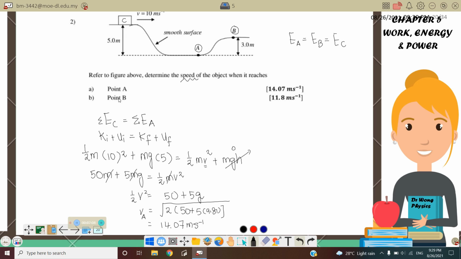Okay, next we want to find the velocity at point B. So you can take either you compare A with B or you can compare C with B. So maybe I will try to compare A and B. So we know that energy at point A is equal to the total energy at point B. So at point A we only have half mv squared, where v just now we got is 14.07 squared, so remember to square, and we don't have the potential energy because at point A there's no height. Equals to kinetic energy at point B, which is half mv squared. This is the value that we want to find, the v, and plus mgh.